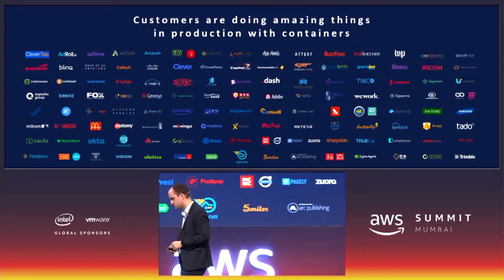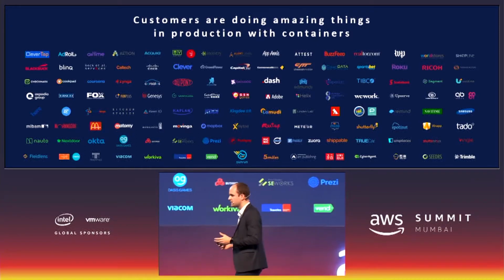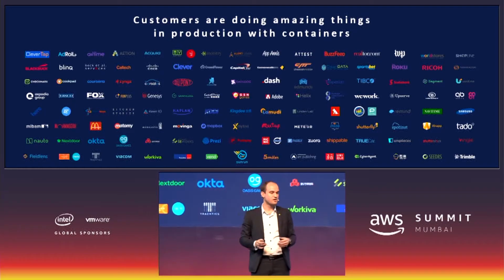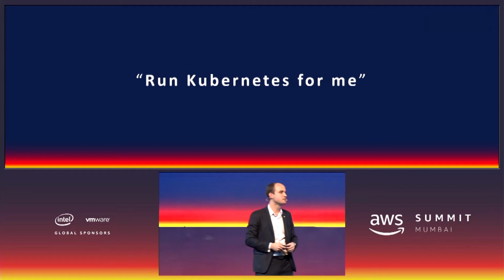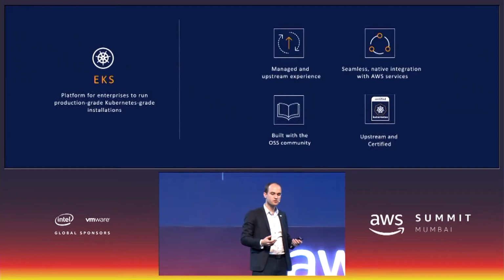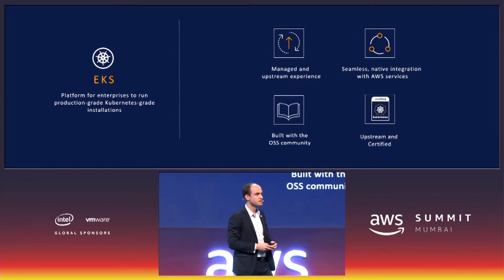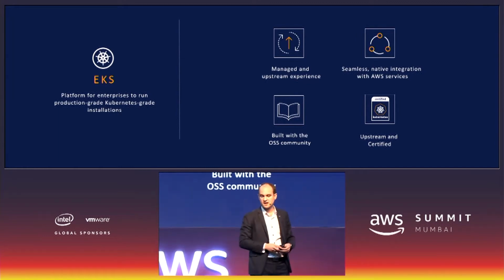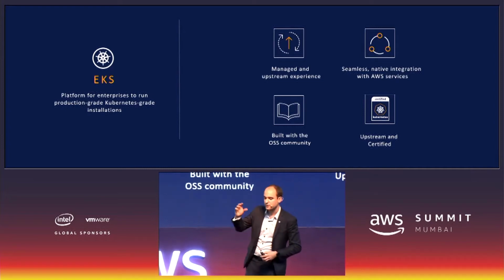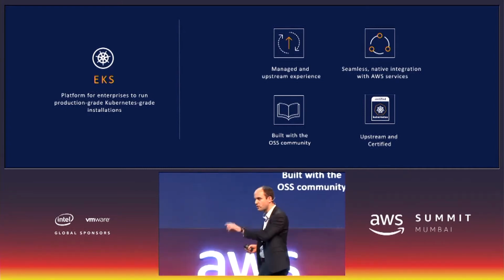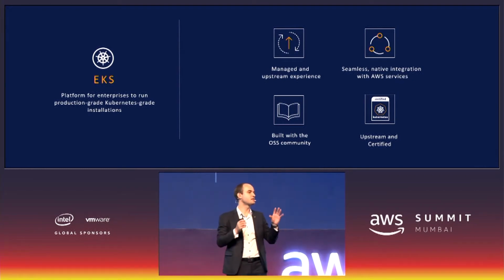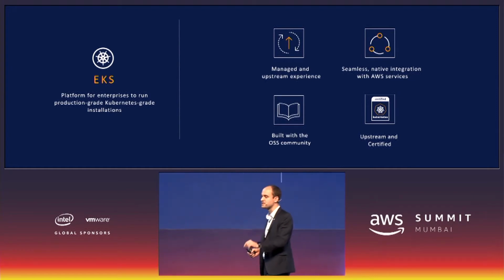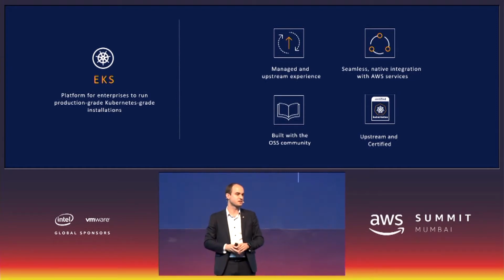Our customers went out there saying, okay, ECS is great, but you know what? I actually like Kubernetes a lot. And so they said, could you make it a little bit easier for me to run Kubernetes? So last year, we announced EKS, the Elastic Container Service for Kubernetes, which is a platform that gives you a production-grade Kubernetes installation. You don't need to worry about your Kubernetes master. We manage that for you. Of course, there is seamless and native integration into all the different AWS services, especially the networking and security services.